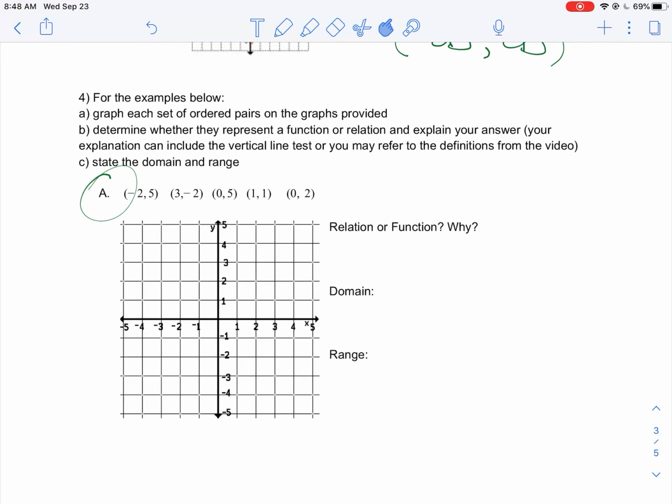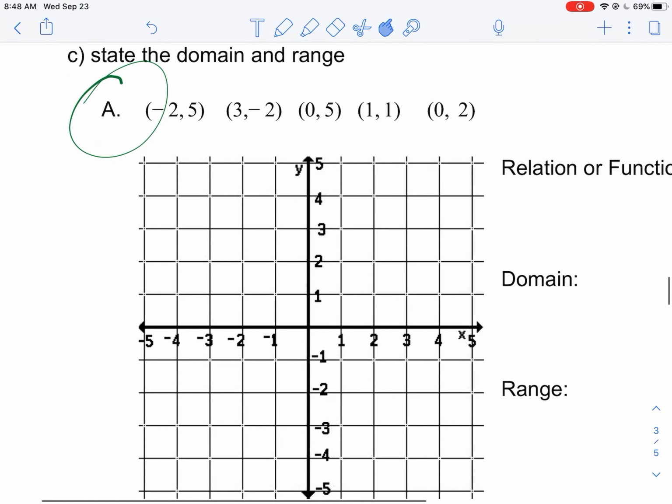All right, continuing with our relation and functions review, I'm going to go over two more examples here. For these examples, we have to graph each set of ordered pairs on the graphs provided. We have to determine whether they represent a function or a relation, explain our answer, and then state our domain and range. So I picked two examples to go over. We're going to start with A.